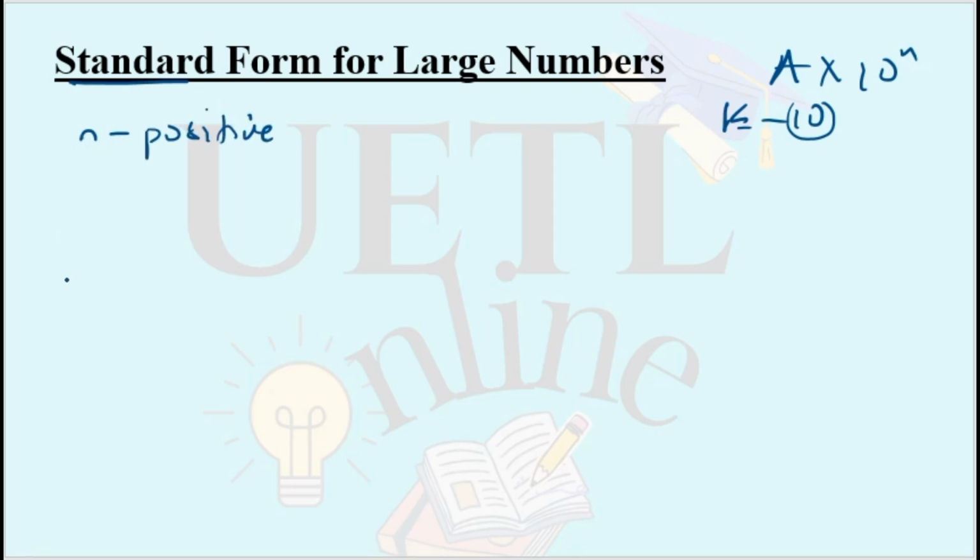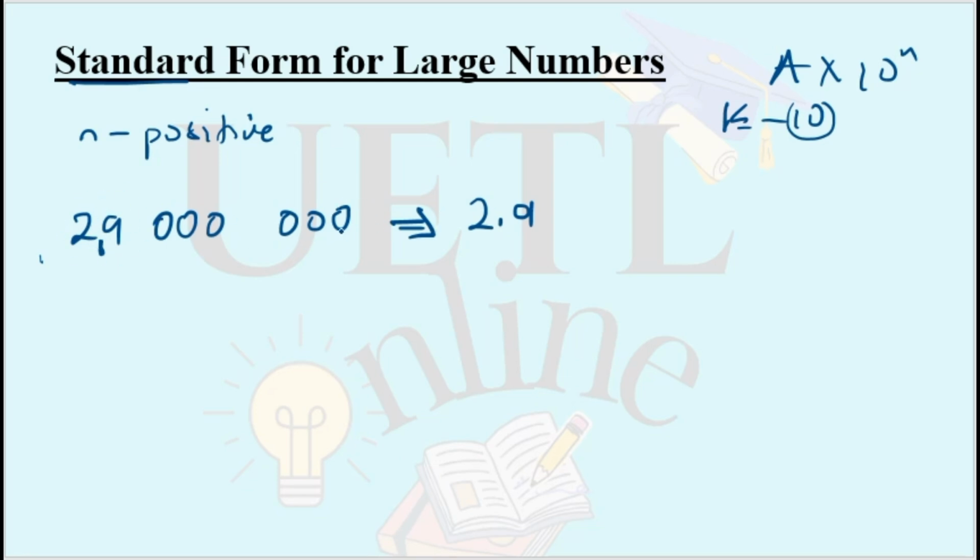Given a large number, let's say you are given 29 million, and you want to express it in standard form. What you do is make sure that this number is between 1 and 10. How can you do that? We put the decimal point here. The point was here and you put it here, so it becomes 2.9. This is how we do it. You just put the point here, making sure that this number is between 1 and 10.